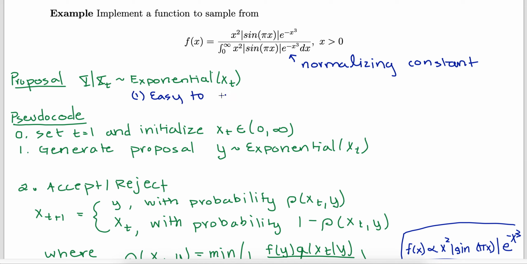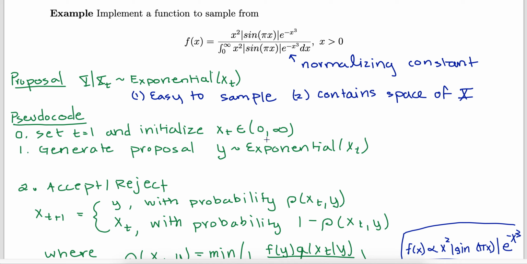And then two, we need the space of our target distribution to be contained in the space of our proposal. So that's definitely the case here. I'll just say contains space of x. Or they share the same support, 0 to infinity.